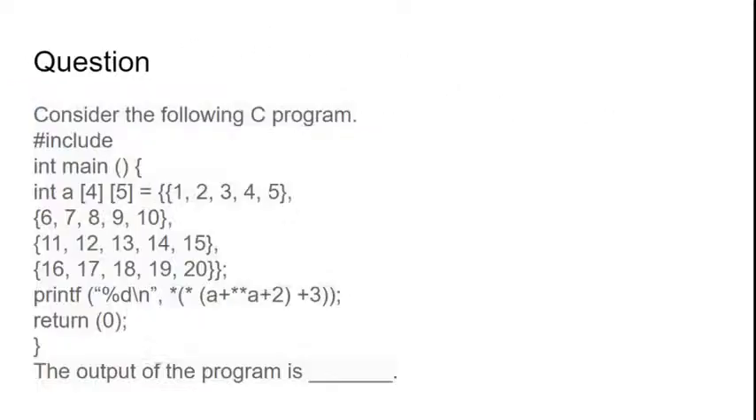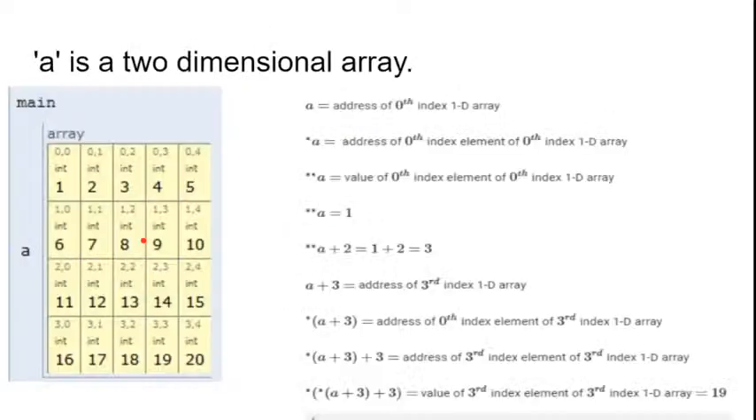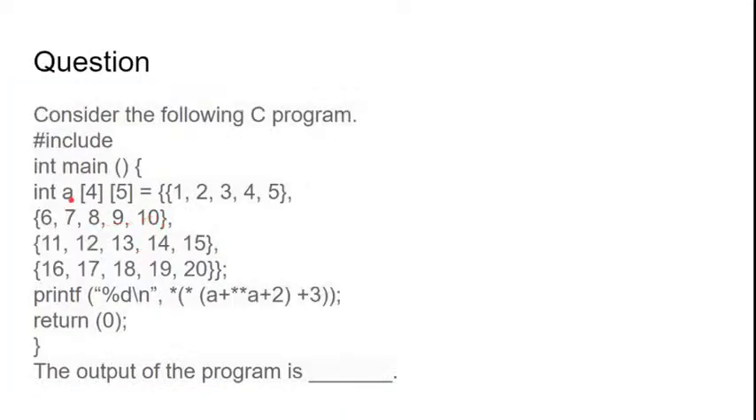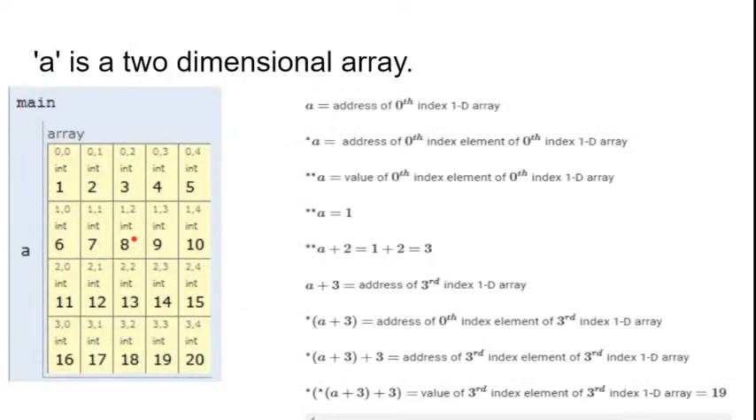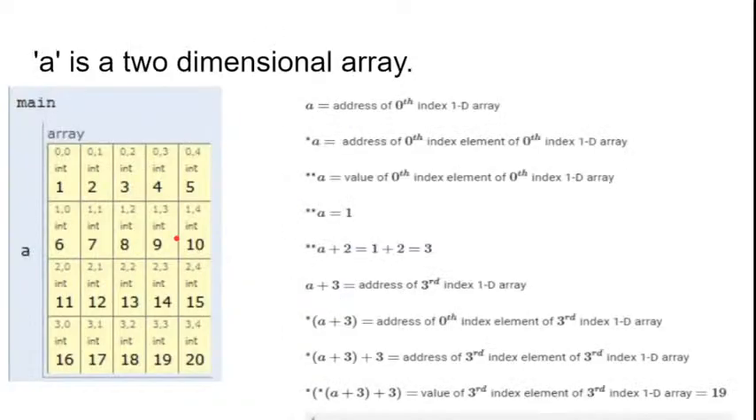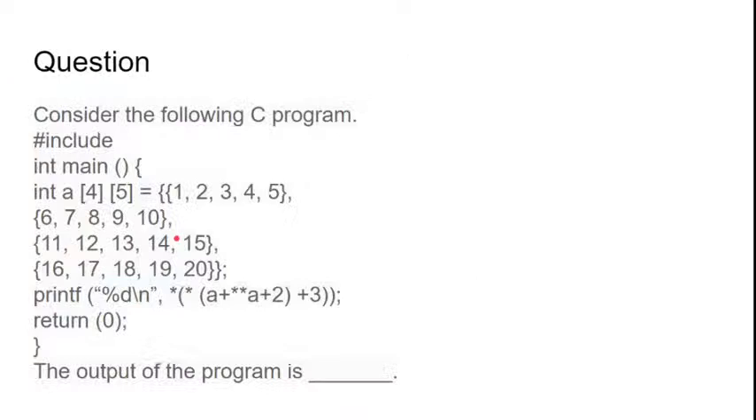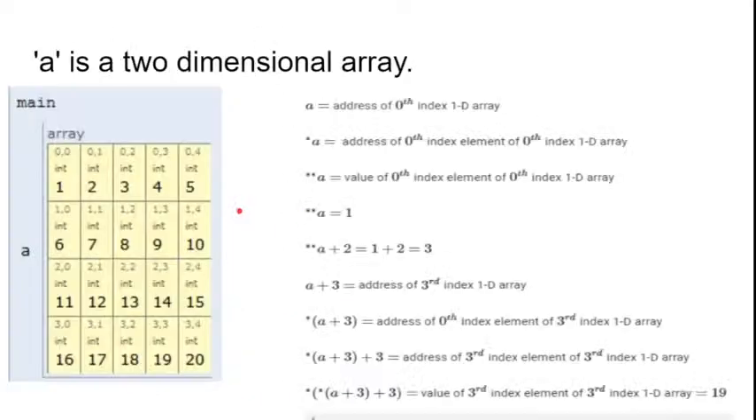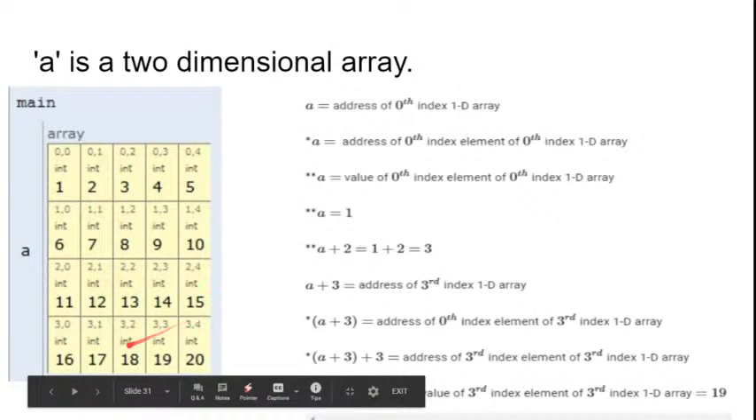So here they are given a two-dimensional array, right? Here a is the address of the 0th index. The array is given with the values 1 2 3 4 5 6 7 8 9 11 12 13 14 15 16 17 18 19 20.